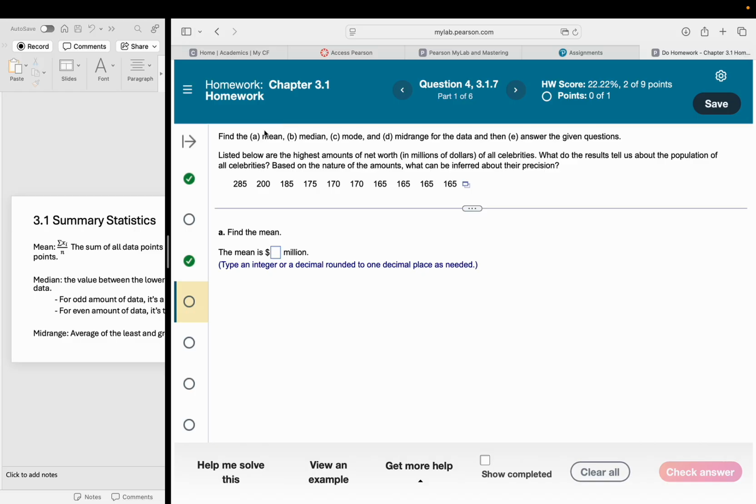Up next, let's see here. They again want us to find the mean, median, mode, mid-range, and then answer another question. Now the thing is, it's the highest net worth of salaries, highest amounts of net worth of all celebrities. What does it tell us about all celebrities? So in other words, their data's about the highest net worths, and then they want us to talk about all celebrities. So this will be an interesting one to go through just for that one little extra bit at the end there. Let's open this in StatCrunch.